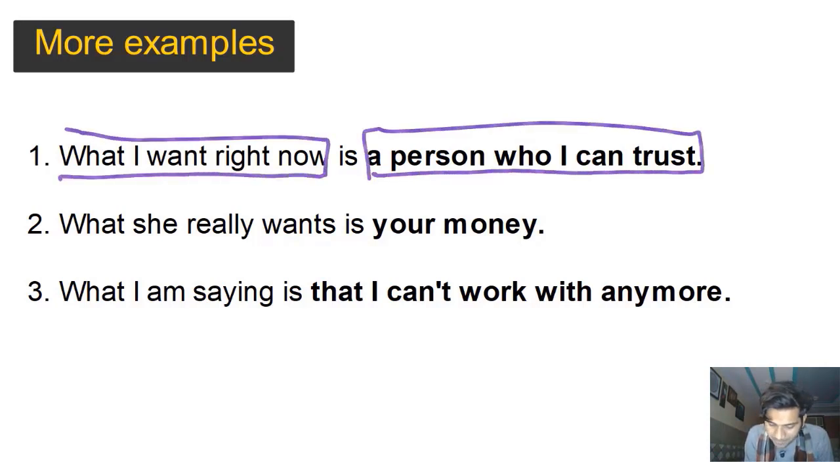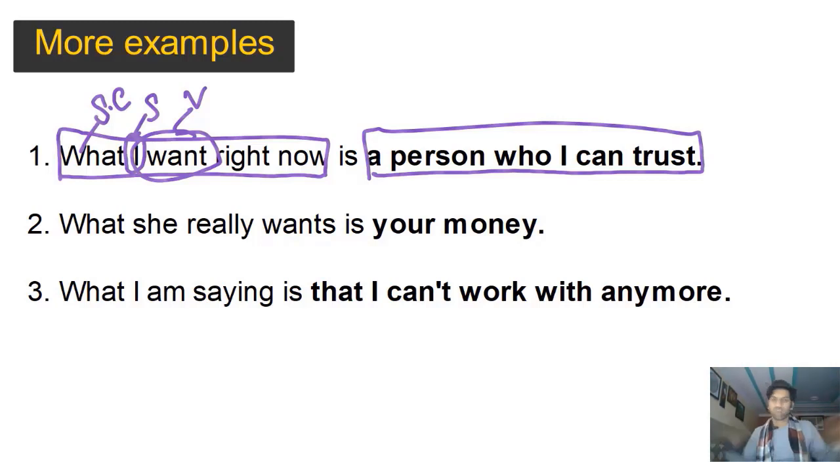What clause? Dependent clause. It's a dependent clause starting with the subordinating conjunction what. Then we have the subject of the clause, I. Then we have the verb, right? Then we have an adverbial, right now. But alone, it does not make any sense, right? On its own, it does not make any sense. What I want right now. Complete this thought, all right? What I want right now is what?